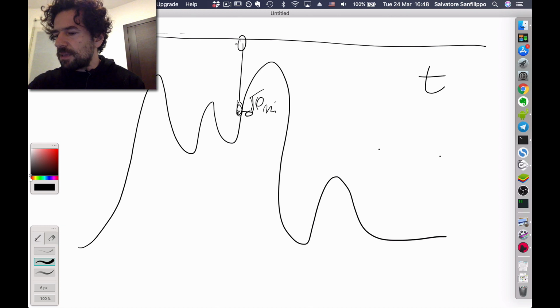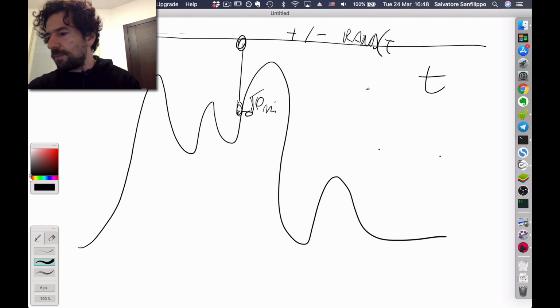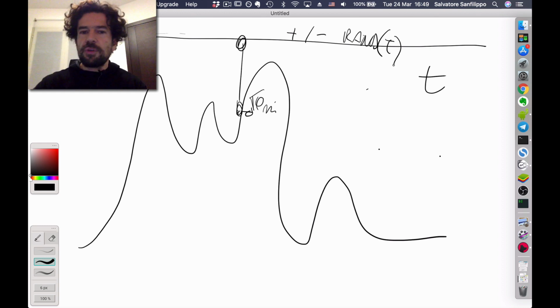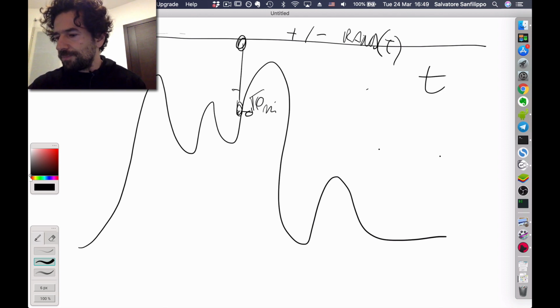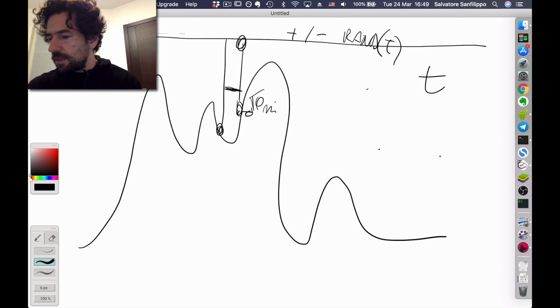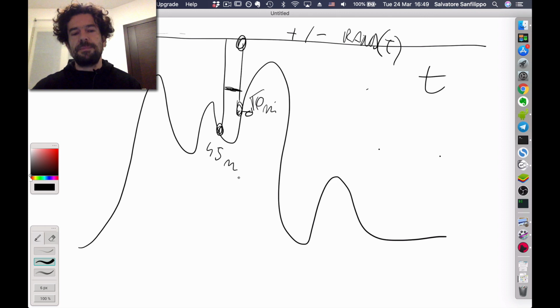Given this solution, what a simulated annealing algorithm does is to perturbate it, for example adding plus or minus a random amount, which is a function of the current temperature. So the greater the temperature, the bigger the change I will make to the current solution in order to create the next candidate. So for example, I modify it a bit, and I try here. And actually this is just, for example, I don't know, 45 meters. And it's a better solution.